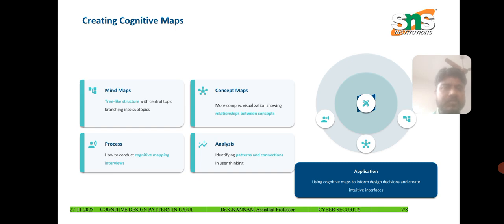We can easily use visualization to showcase all the relationships between concepts. The process is how to conduct cognitive mapping interviews, and analysis is identifying the patterns and connections of user thinking. The main application is that cognitive maps inform design decisions and create intuitive interfaces. This is one of the types.